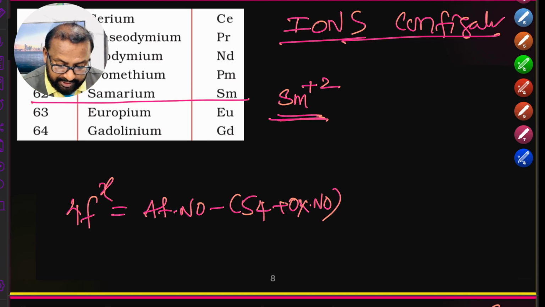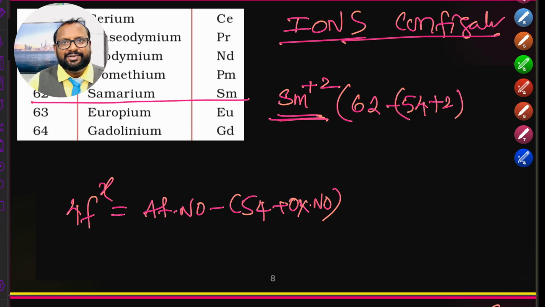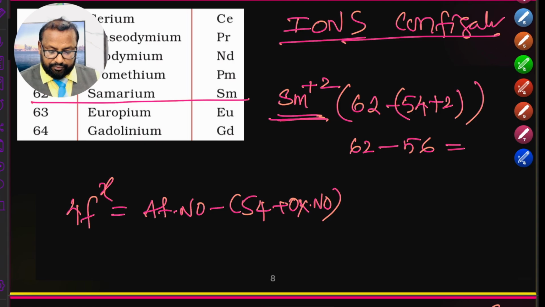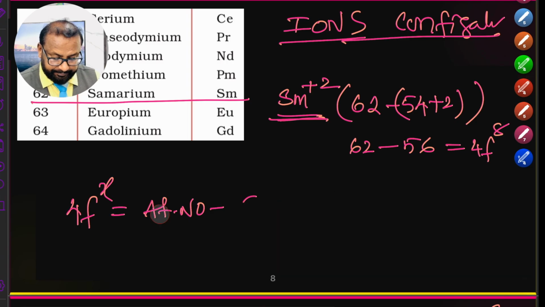So samarium is 62 minus 54 plus 2. Why am I adding only 2? Because of the oxidation number. So this is nothing but 62 minus 56, which gives me 4f6. So the 4f6 configuration is here.